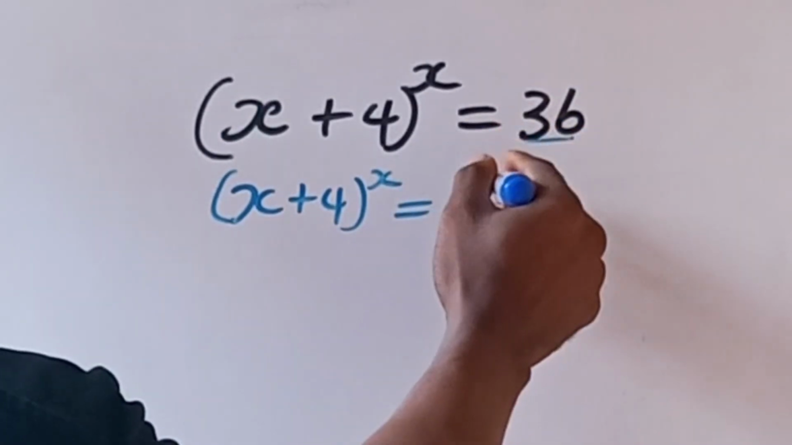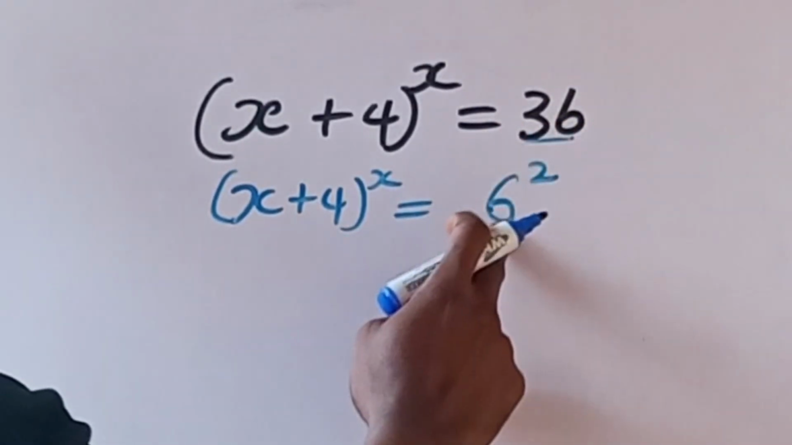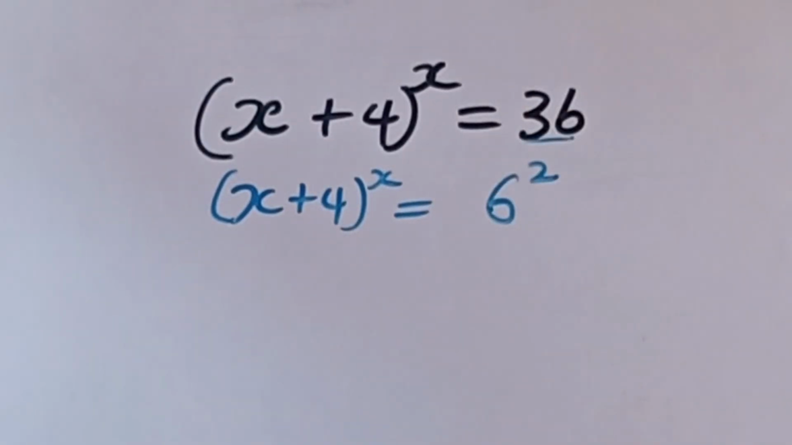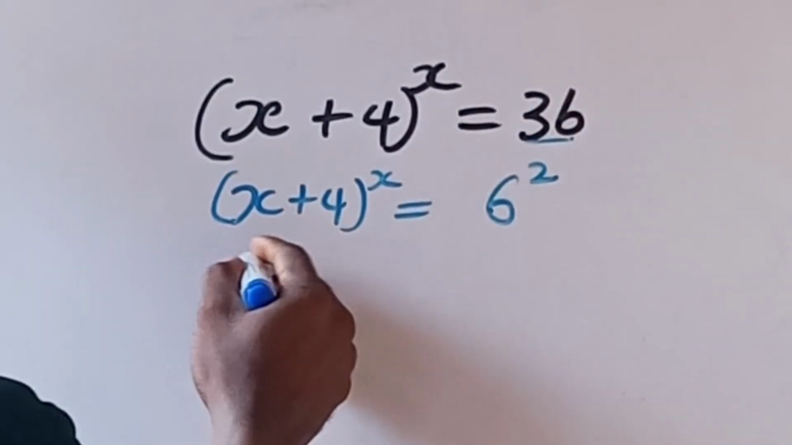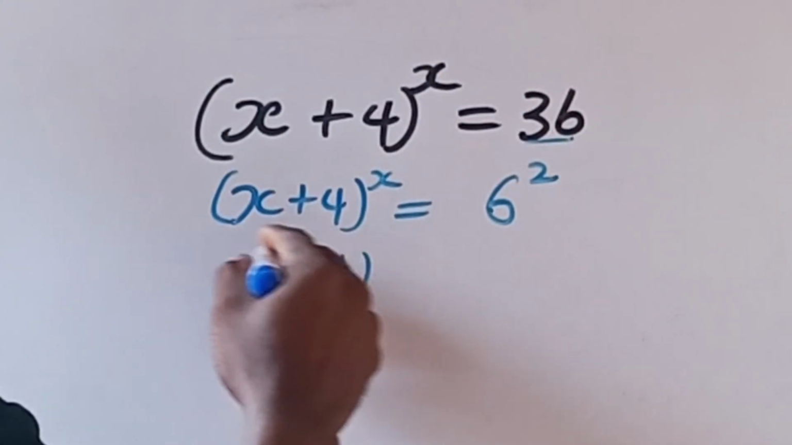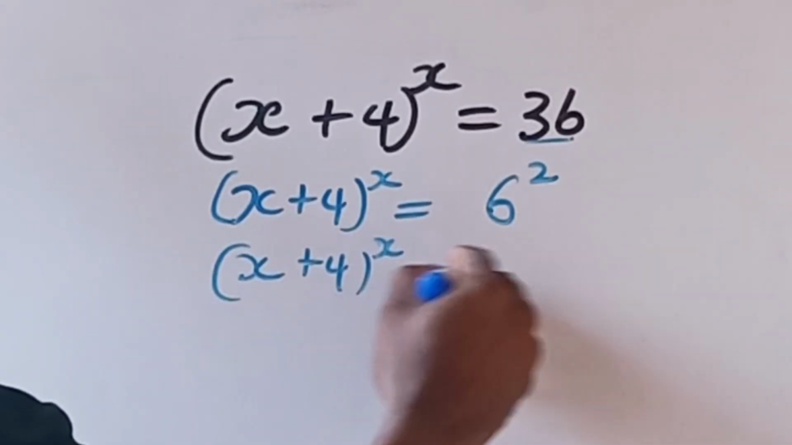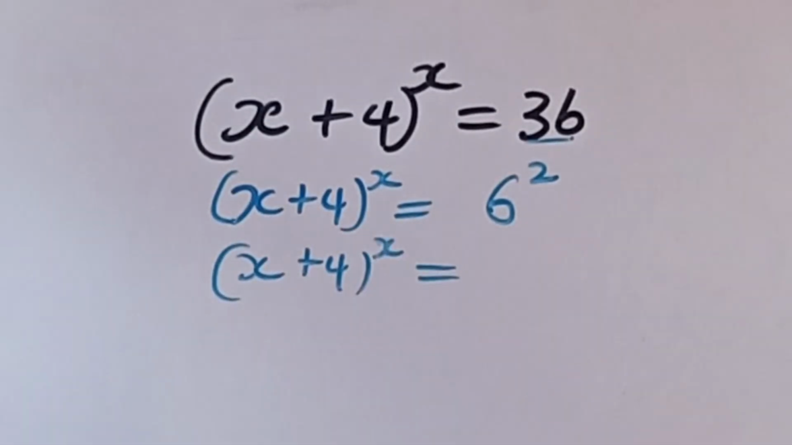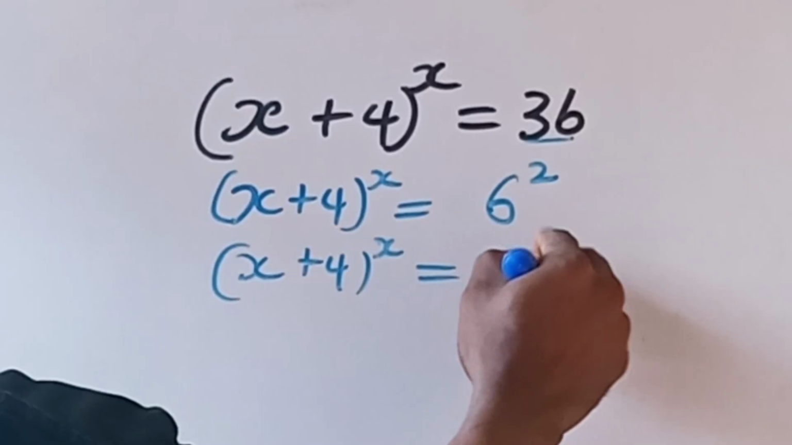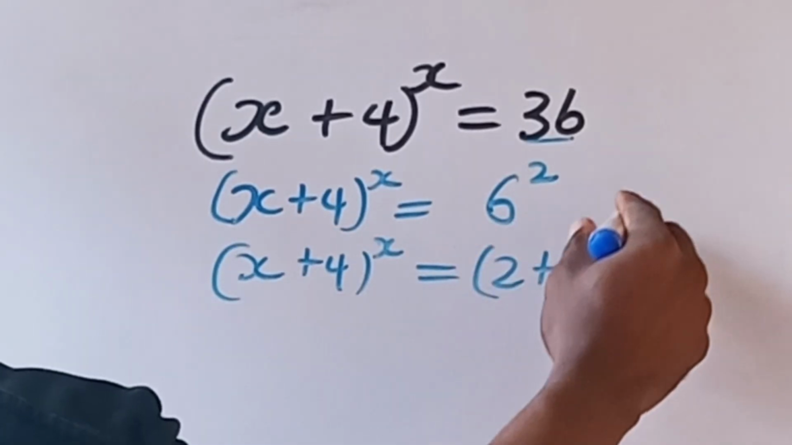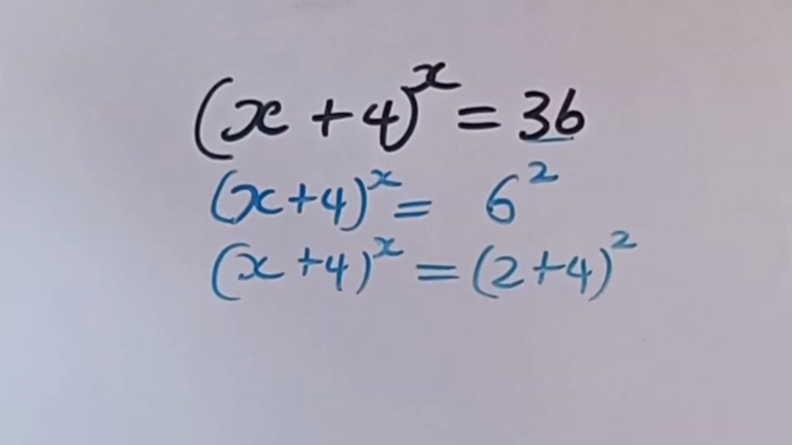So if we break this down, it will give us 6 squared, right? Because 6 raised to the power 2 will give us 36. So we bring this down again, x plus 4 raised to the power x, which equals, we are breaking this down again, which is 2 plus 4. So 2 plus 4 will give us 6. Then we put our square here, right?